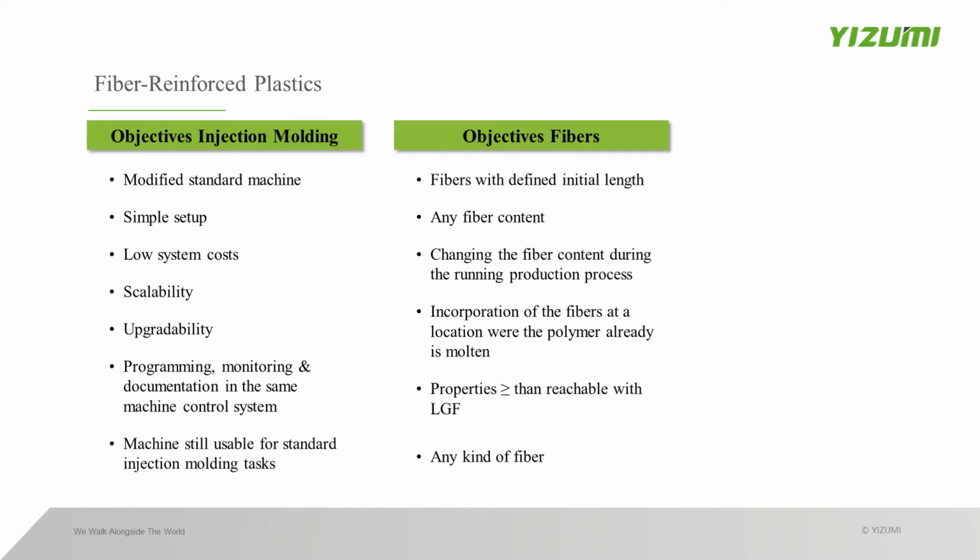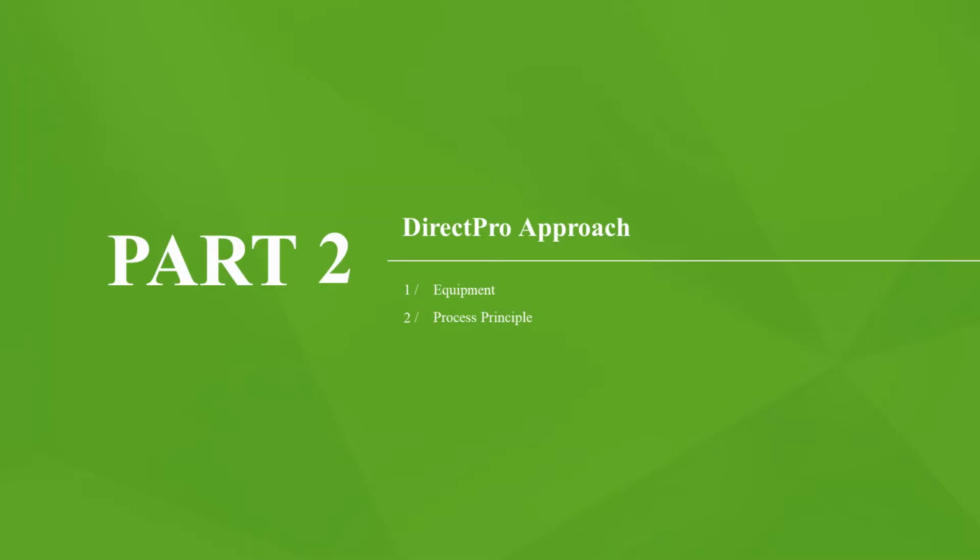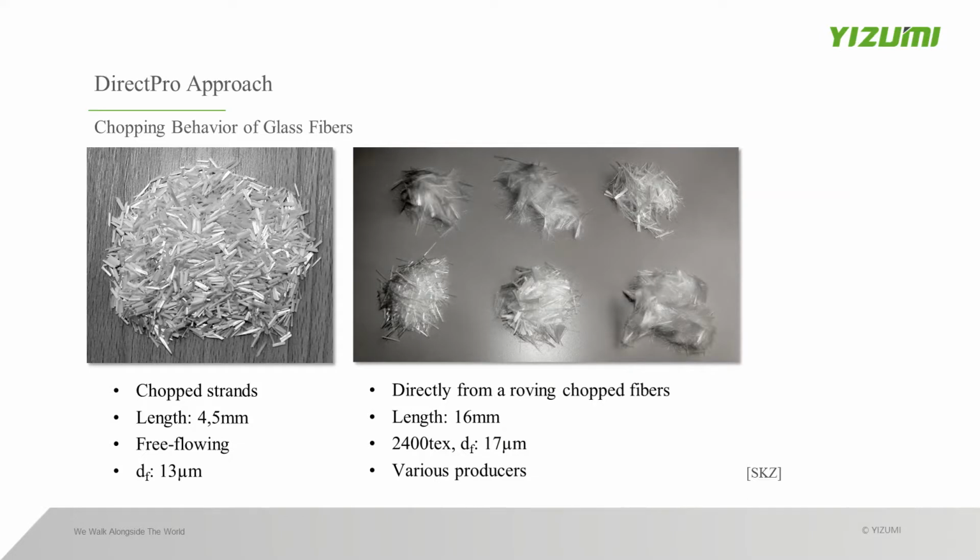Also, for our process you can use any kind of fiber roving, not just glass fiber, but also carbon fiber, even some metal fiber. So I think the first part of the presentation is all about the paper. Now let's look at the actual machine, photos, and videos. In this first part, I will show you the glass fiber.